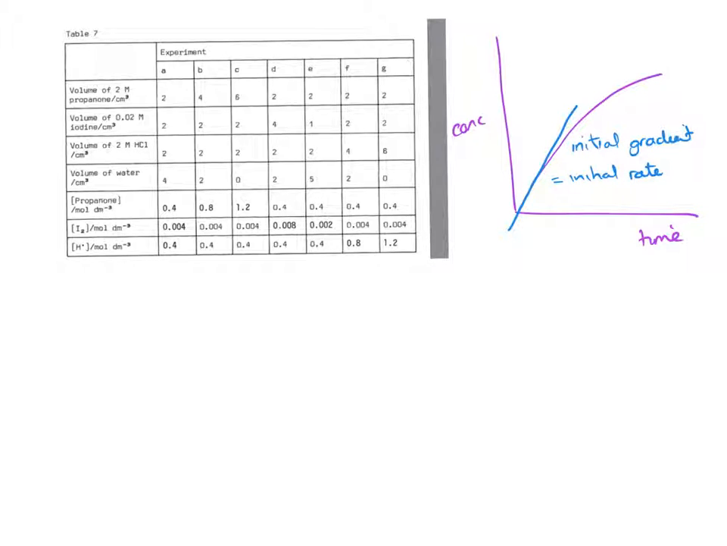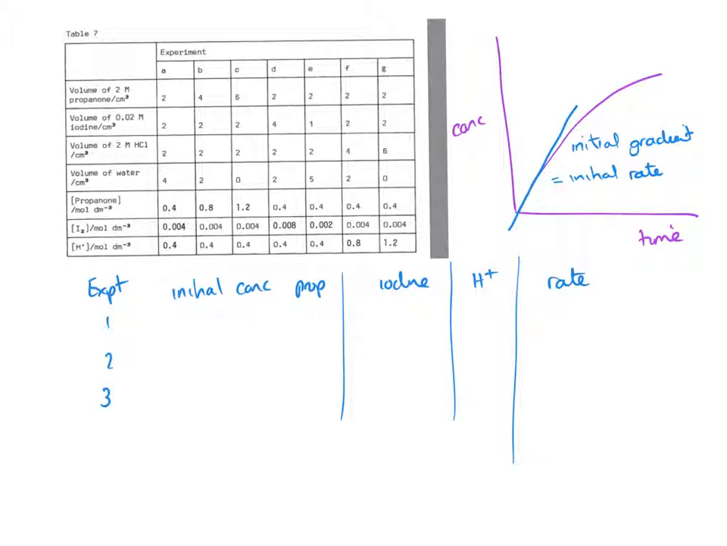You can also get an initial concentration. So by doing a variety of these experiments, for each one you are going to get a table that says experiment 1, 2, 3. You're going to have an initial concentration for each of the propanone, the iodine and the acid, and you're going to get a rate. You should recognise that sort of table.